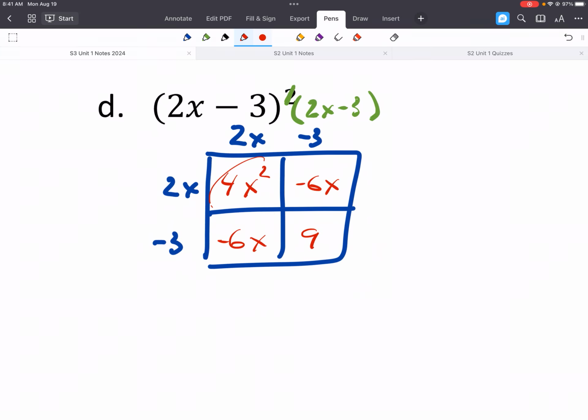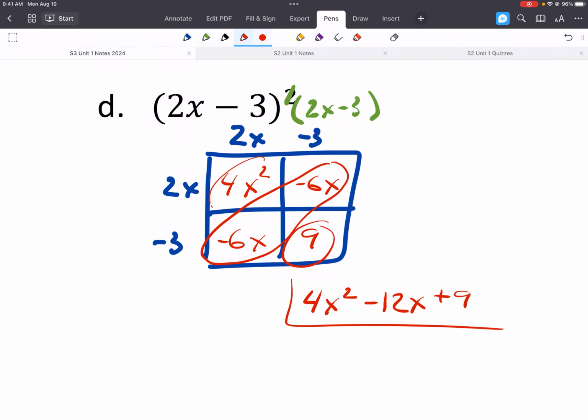So our x squared terms would give us 4x squared. Our x terms would give us, now watch out here, I had some people put 0x, okay, but here we're taking something that's negative, negative 6, and making it more negative. So we should get negative 12, and then we've got plus 9. Okay?